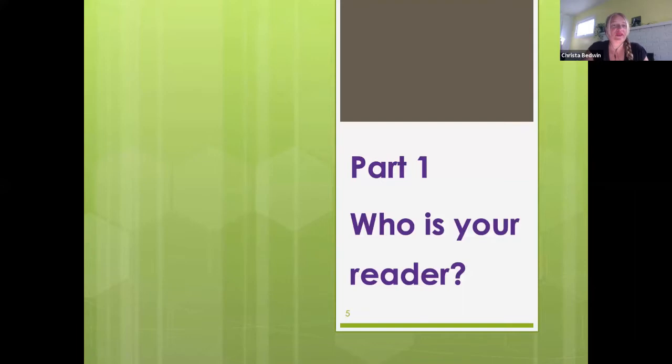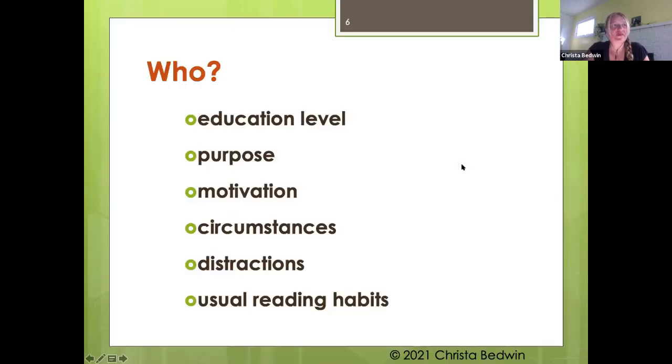So the first important thing for everybody that you speak to about plain language or how to make clear writing is it depends who your reader is. We need to know how educated they are, what purpose they have, and how motivated they are to read something. In the case of industry reports or academic reports, sometimes people assume that the person on the end will be forced to read the writing, and so they don't make very much effort. That's not really great. Then we're going to talk about circumstances and distractions on the next slide, and also the usual reading habits.